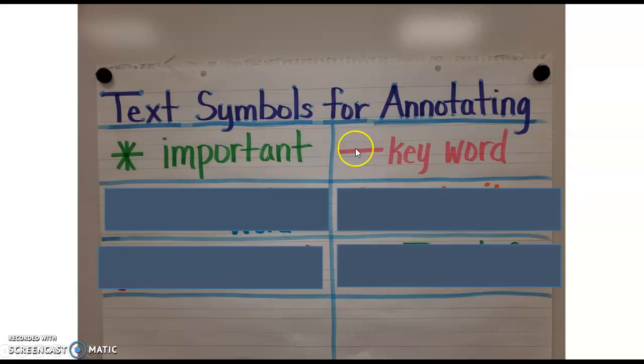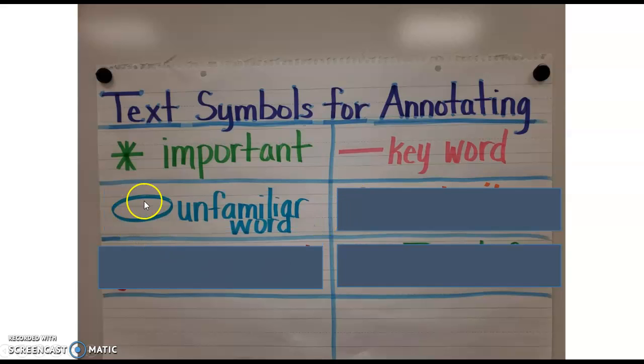The next one is underlining. I know that doesn't look like an underline, but you're going to underline any key words that you think mean a lot to the story. The next is you're going to circle any words that are unfamiliar that you do not know. And that's where we'll use our context clues. We'll use what we're learning about multisyllabic words to decode them. And we can use our dictionary to look them up to help us.